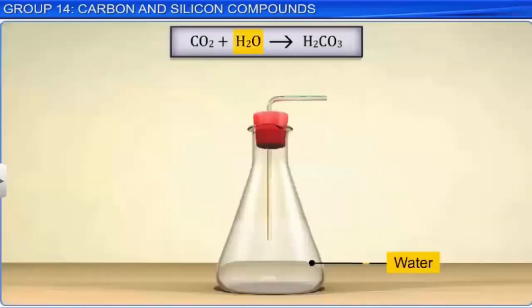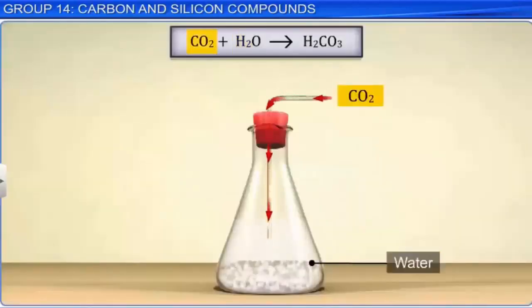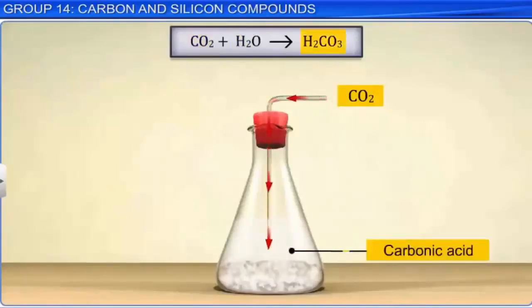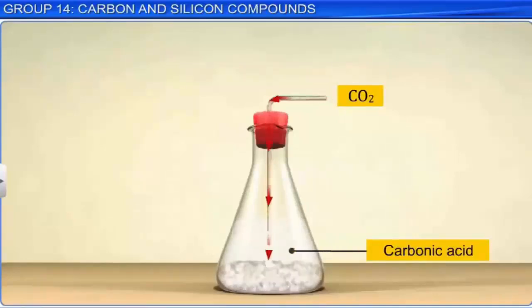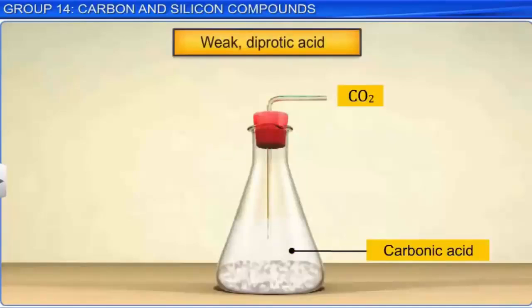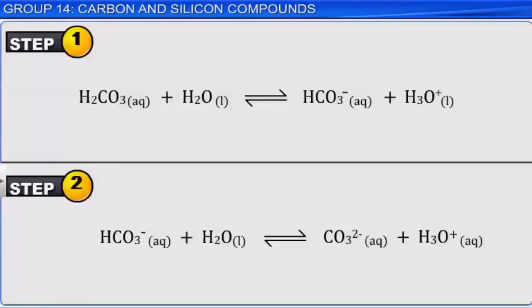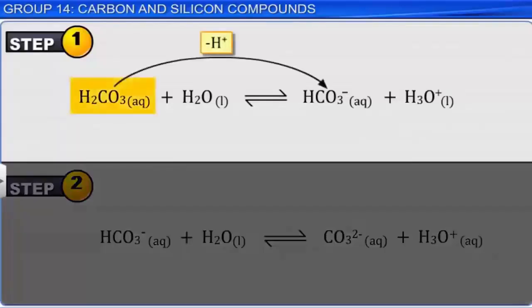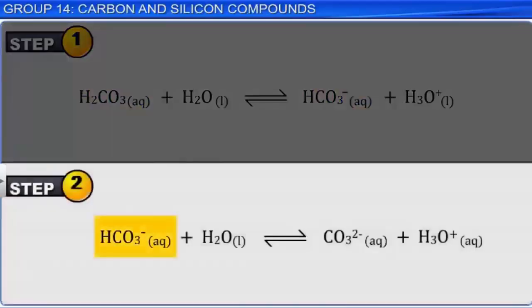In water, carbon dioxide reacts to form carbonic acid, H2CO3. Carbonic acid is a weak diprotic acid. It dissociates in two steps. First, carbonic acid loses one hydrogen ion to form a hydrogen carbonate ion. Then, the hydrogen carbonate ion loses its hydrogen ion, resulting in a carbonate ion.